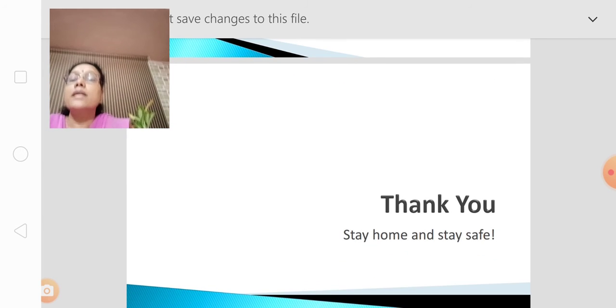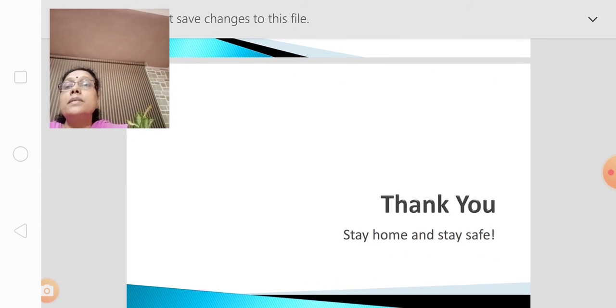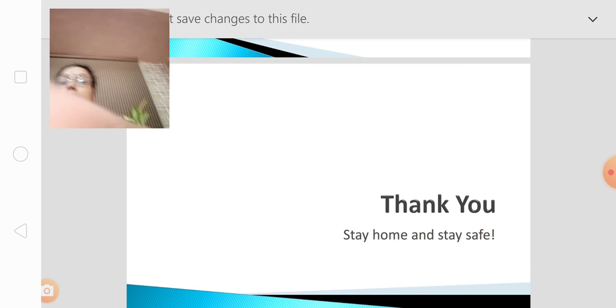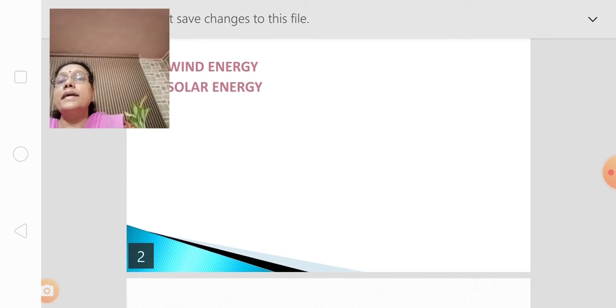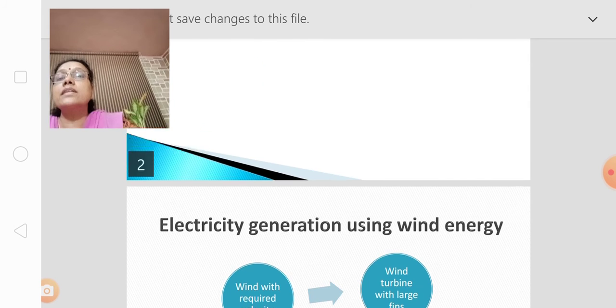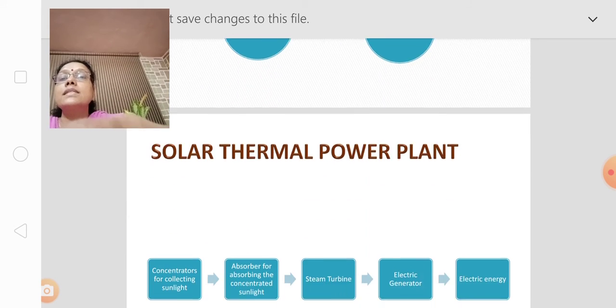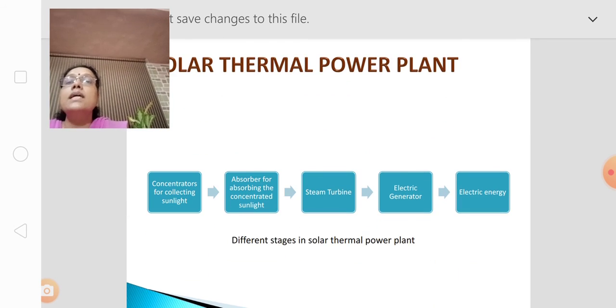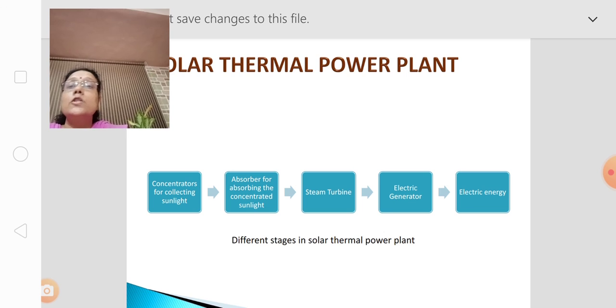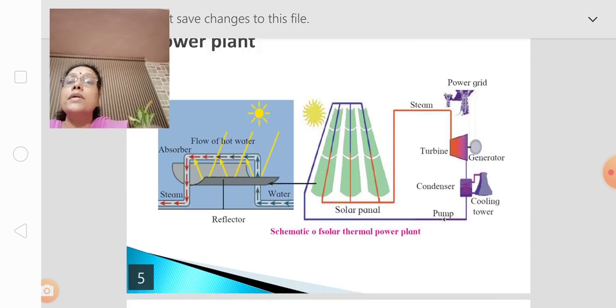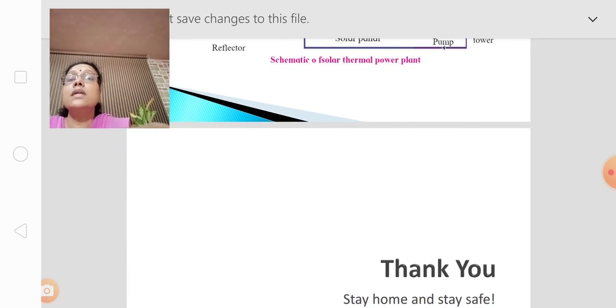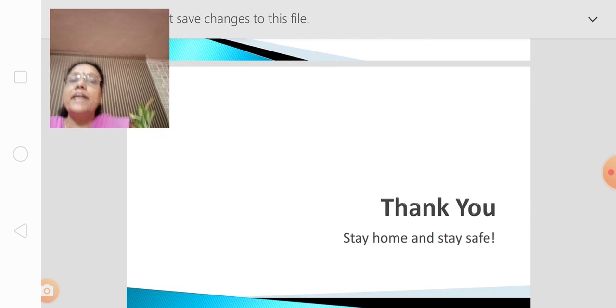Now we are coming to the end of this chapter. Today we learned wind energy and solar energy. How wind energy can be converted for the production of electricity and how solar energy can be converted for the production of electricity. Both are eco-friendly, natural, renewable sources. So compared to other energy sources, these have more advantages.